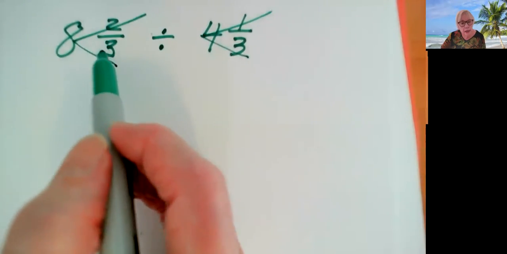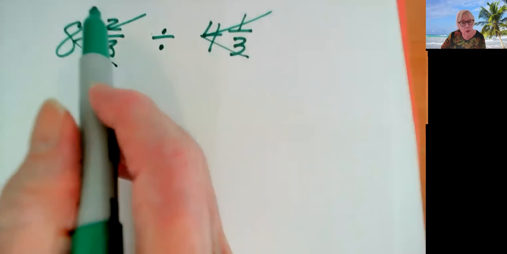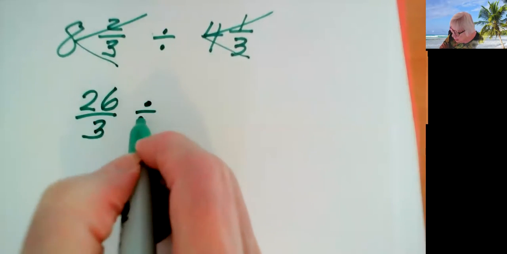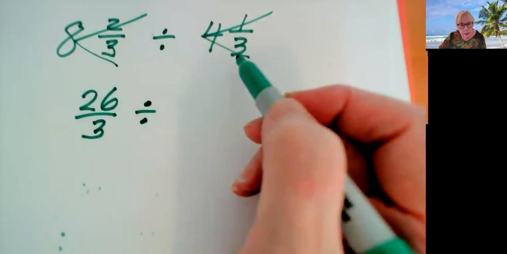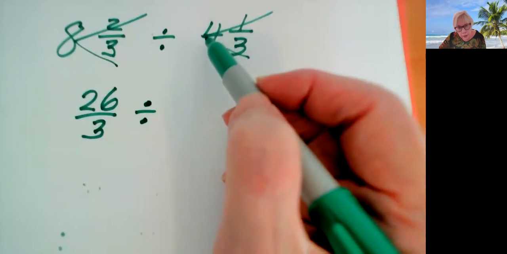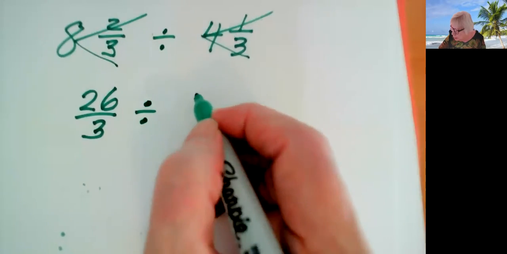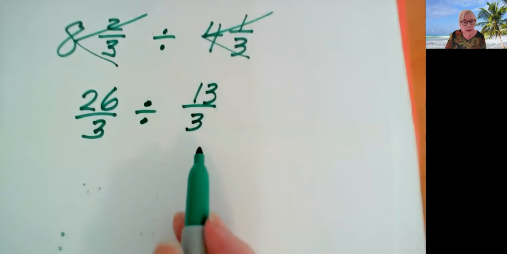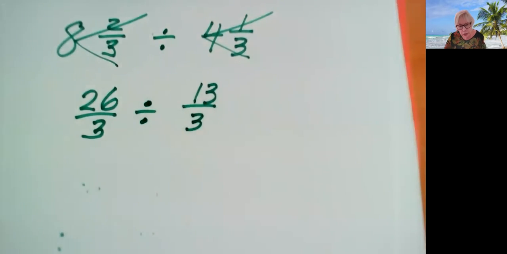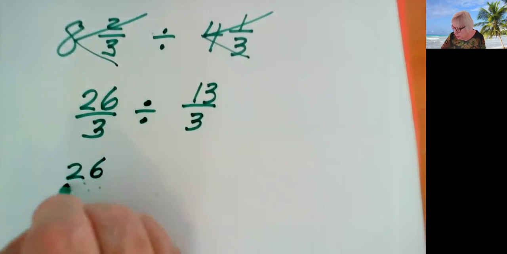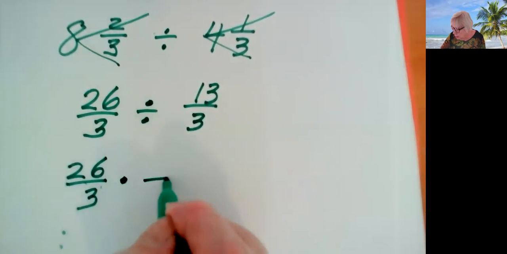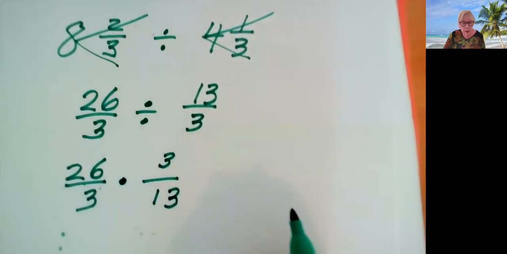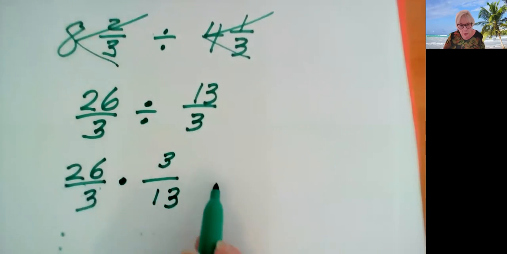This is 3 times 8, 24, and 2, 26/3. And again, I'm going to hold off until I get this in good shape. This is 12 plus 1 is 13/3. Once I have it in good shape, I'm then going to change it to multiply. So we're talking 26/3 times 3/13. So whatever happened before, this is where we're at.